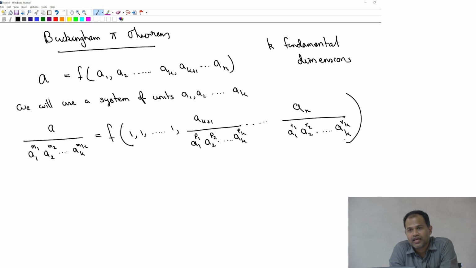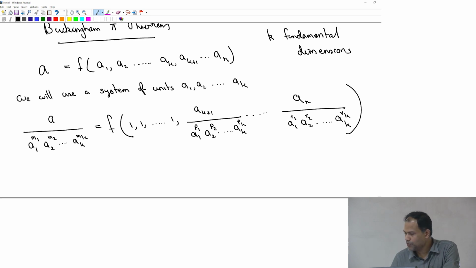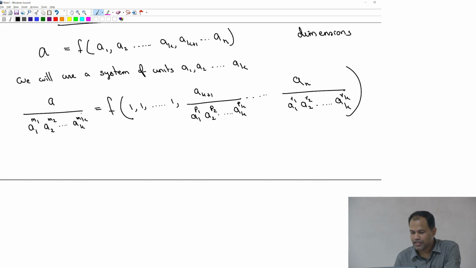We originally had A as a function of several independent variables, and we selected a system of units which is given by a few of them. So we had K fundamental units. So we have taken K variables and we expressed all other variables in terms of those K variables. Okay, and that's all the proof is, because each of these quantities now you have ended up with are non-dimensional numbers.